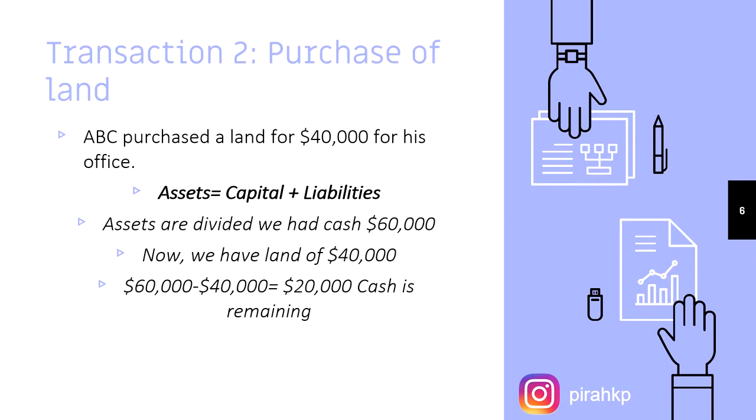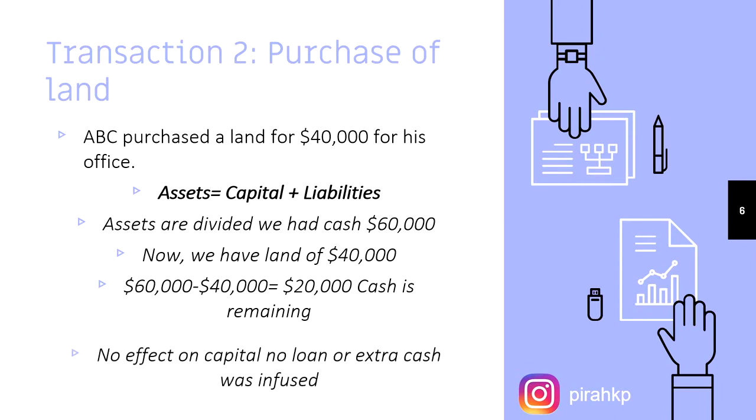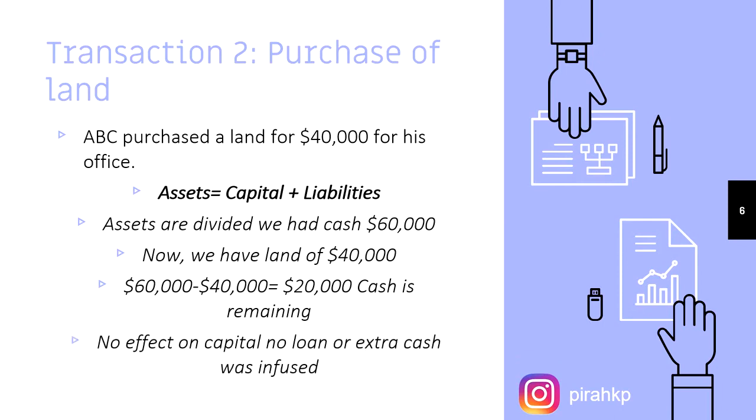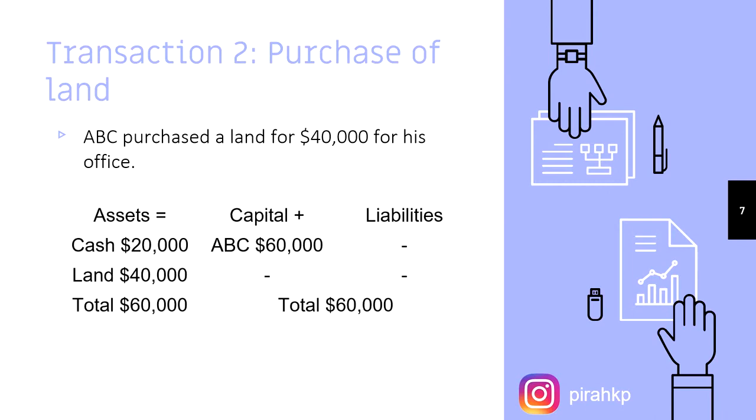This would be a lot easier to study in a table, which is why I have created one. Let's look at that. You see over here, assets, we have listed all the assets we have. Cash, $20,000. Land, $40,000. What's our total? $60,000. Is there any change in capital or liabilities? No. So everything is balanced so far.